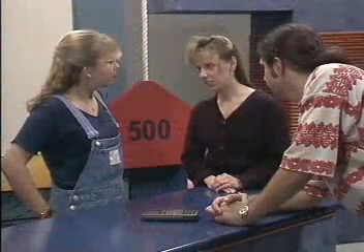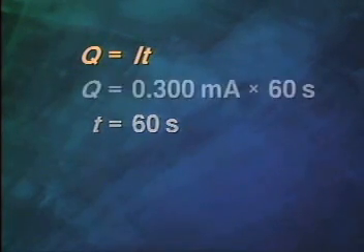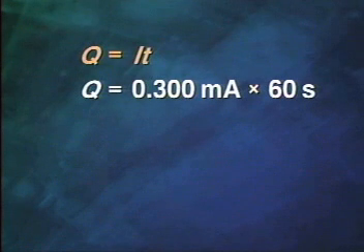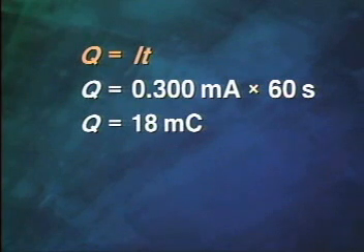You know the potential difference and the current produced by your voltaic pile. What energy is being transferred? We begin by determining the charge flowing. Current is charge divided by time, so charge is current times time. Let's stick to 1 minute as the time interval. So that is 0.300 milliamps times 60 seconds. That gives 18 millicoulombs.